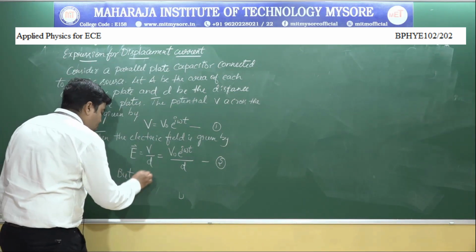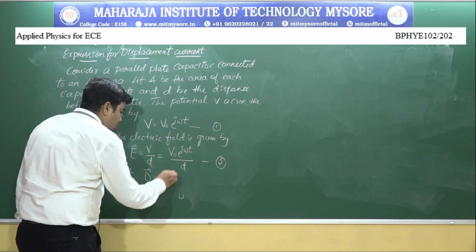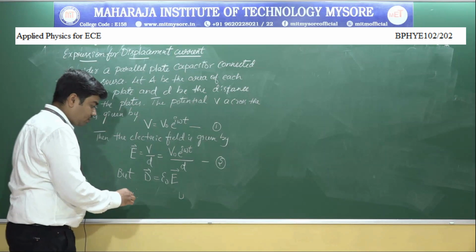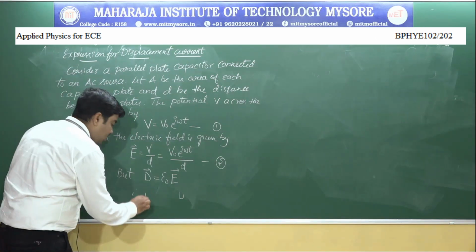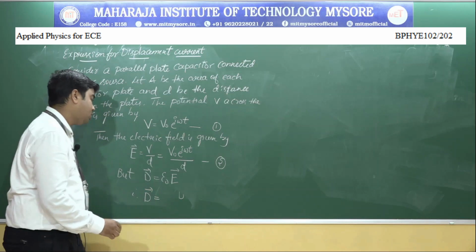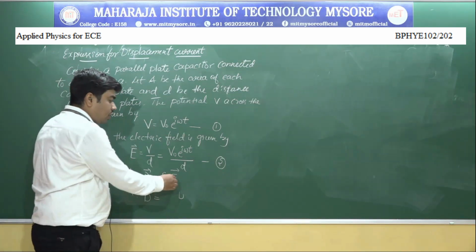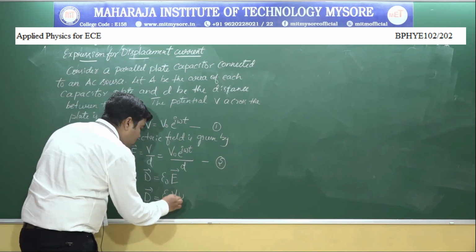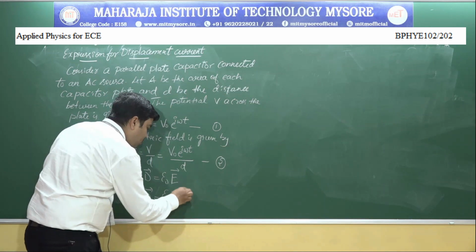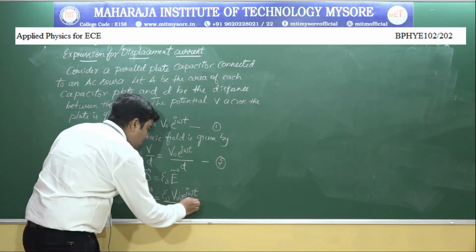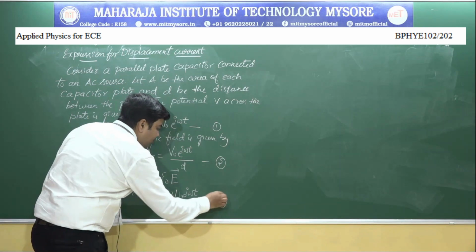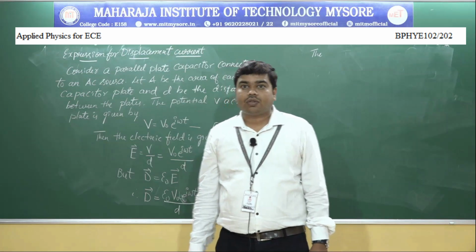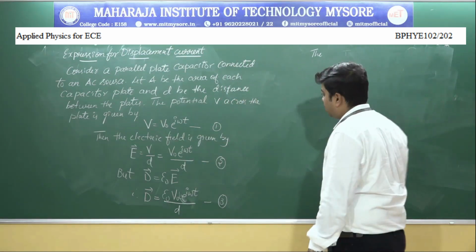But D is equal to epsilon naught E. Therefore, we can write D is equal to, we will substitute the value of E here. So, epsilon naught V naught exponential i omega t divided by d, we will call this equation 3. Now, using D, we have to find out the expression for the displacement current density.